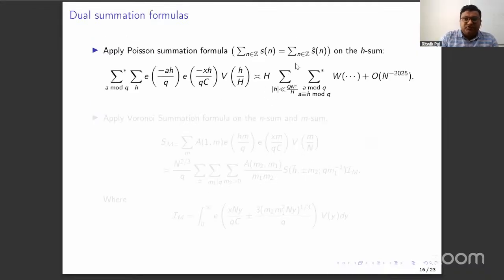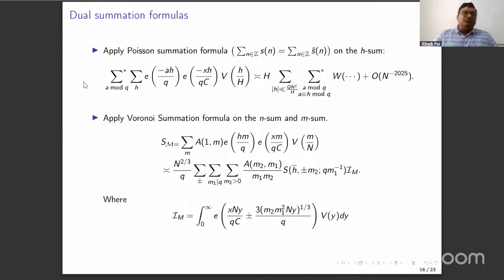First we apply the Poisson summation formula on the h sum, and we get an asymptotic. This Poisson summation formula basically assumes that s is a function which is L2, square integrable, and also further assume that s has sufficient decay, say compact support. Take it as compactly supported. Probably we want to take some decay condition, then it is sufficient. Then the summation of s of n over n in Z equals the summation of s hat of n, where s hat is the Fourier transform of s. So this is the Poisson summation.